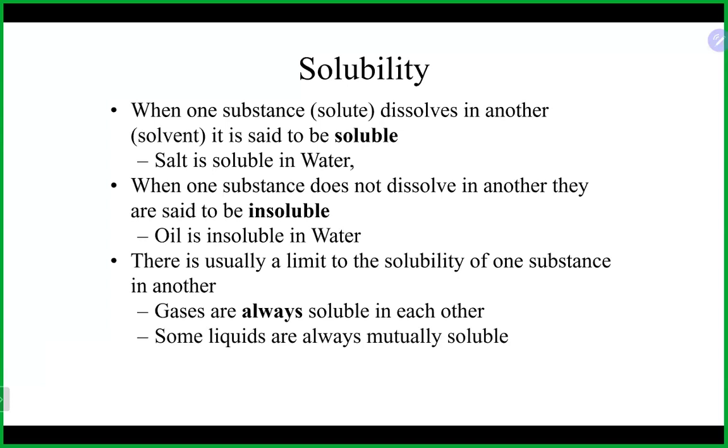There is usually a limit to the solubility of one substance in another. For example, there is a limit of solubility of something in water. So even though something is soluble in water, it is for a specific temperature, and if the temperature changes, the solubility could change as well. And even at a specific temperature, at some point you may add too much and it won't dissolve. So there is just a limit to how much you can get to dissolve.